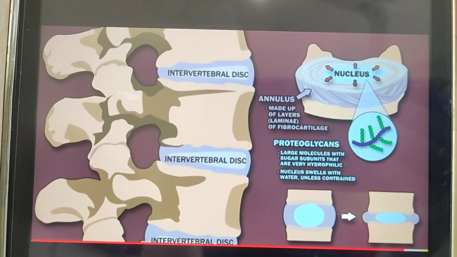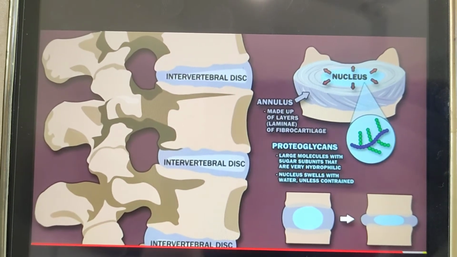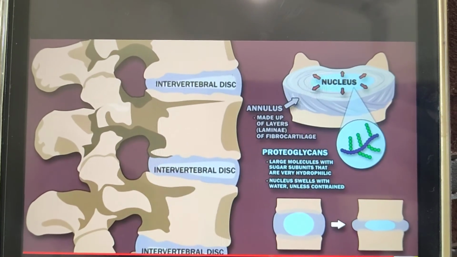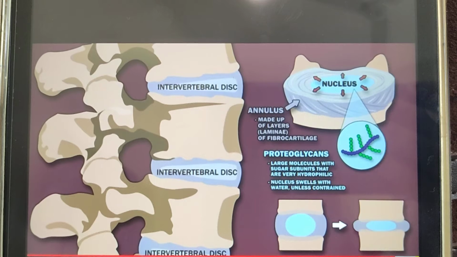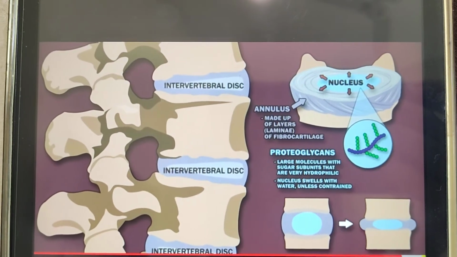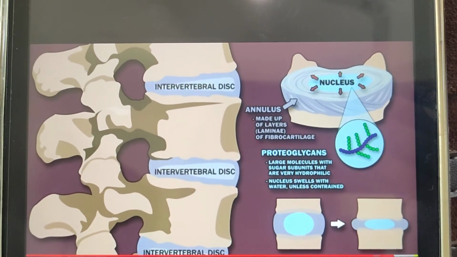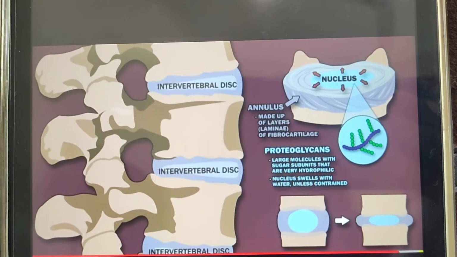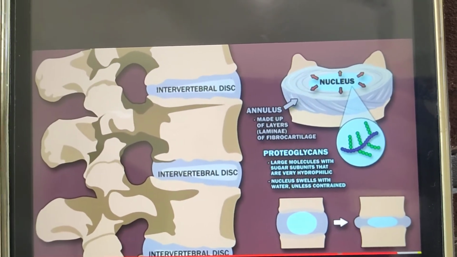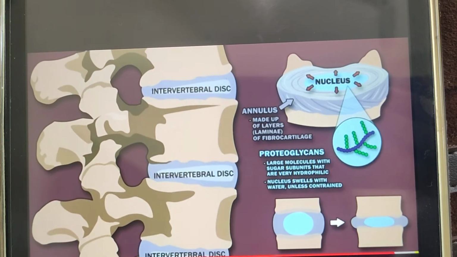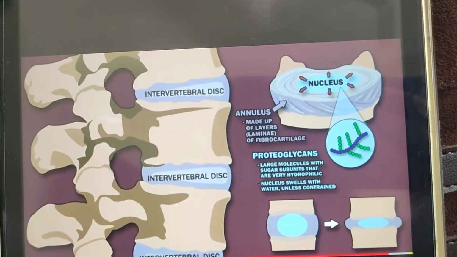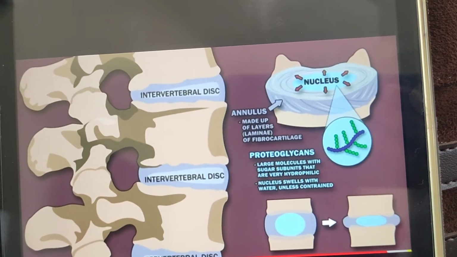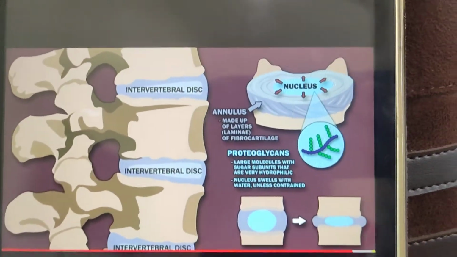When we sleep at night, this nucleus absorbs all the water and swells up. And when we wake up in the morning and start walking, the swelled up nucleus provides range of motion to the vertebrae and it bears the weight. So bed rest is important, or we have to sleep at night to give time to the nucleus to become hydrophilic, to absorb the water and provide cushion to the body.